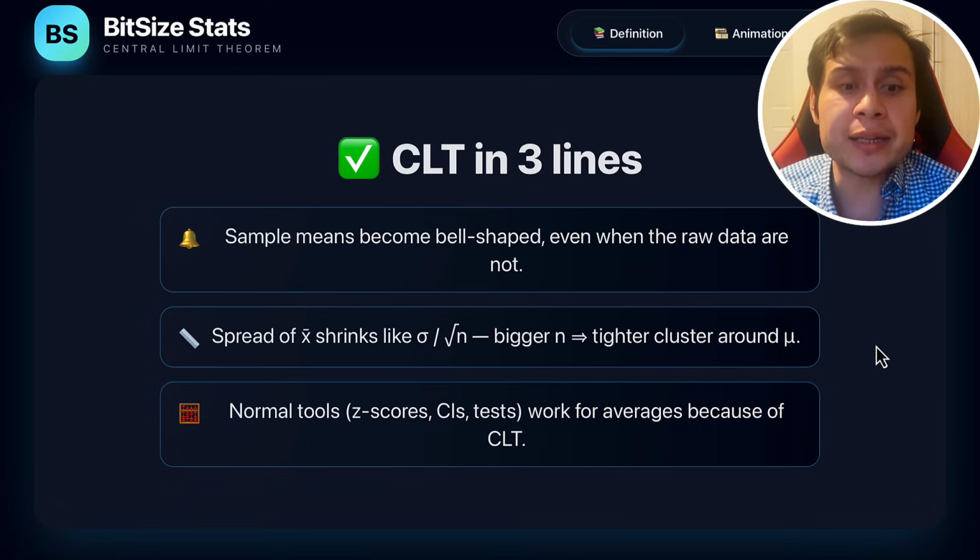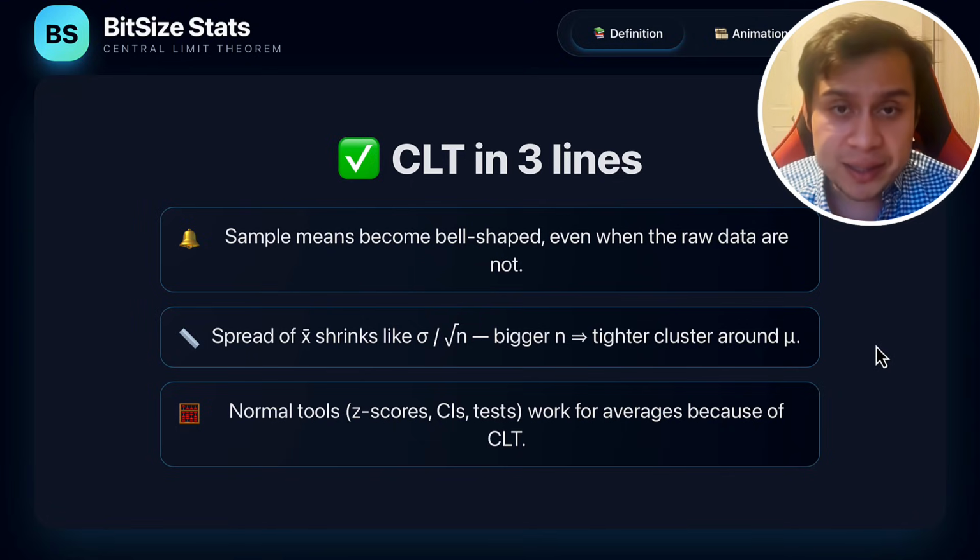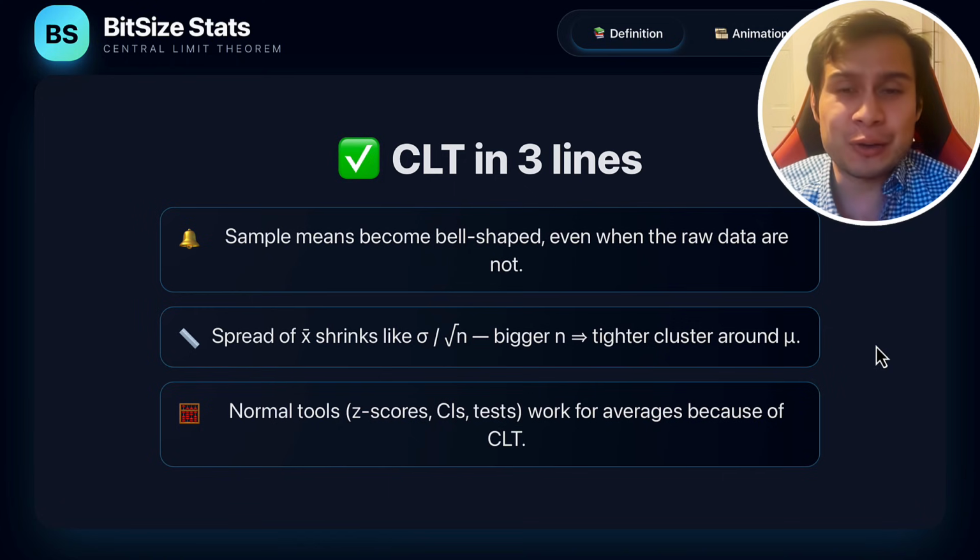The third point is that normal tools that we use in statistics, such as z-scores, confidence intervals, or other tests that are based on normal distributions, work for averages because of the central limit theorem.